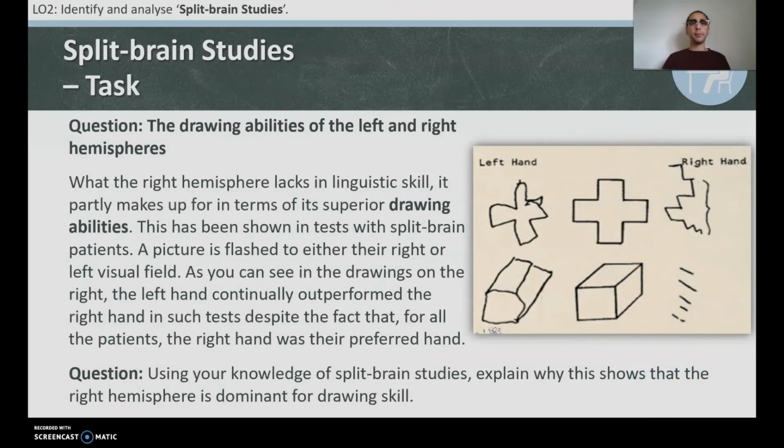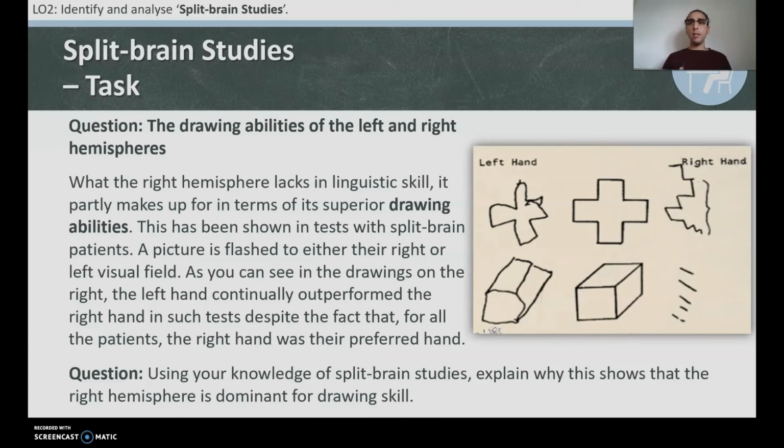Here's a question: the drawing abilities of the left and right hemispheres. What the right hemisphere lacks in linguistic skill, it partly makes up for in terms of its superior drawing abilities. This has been shown in tests with split brain patients. A picture is flashed to either their right or their left visual field. As you can see in the drawings on the right, the left hand continually outperformed the right hand in such tests, despite the fact that for all the patients, the right hand was their preferred hand.